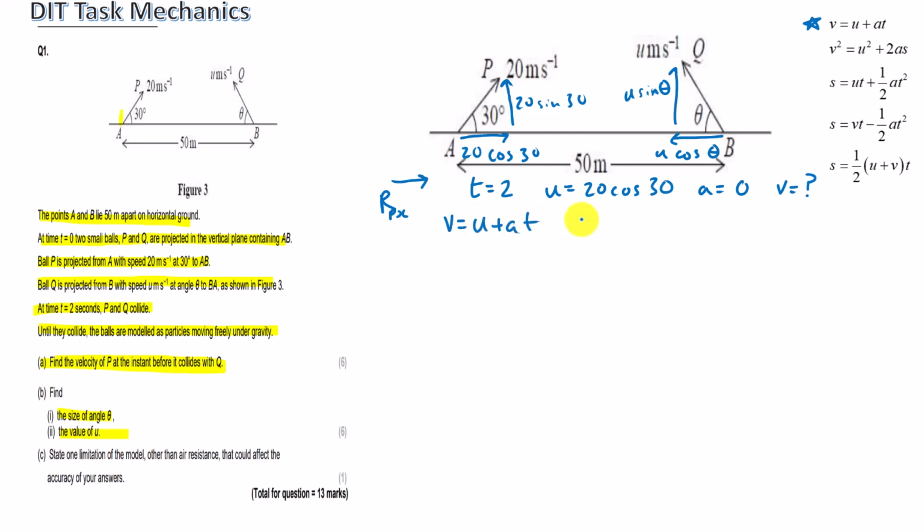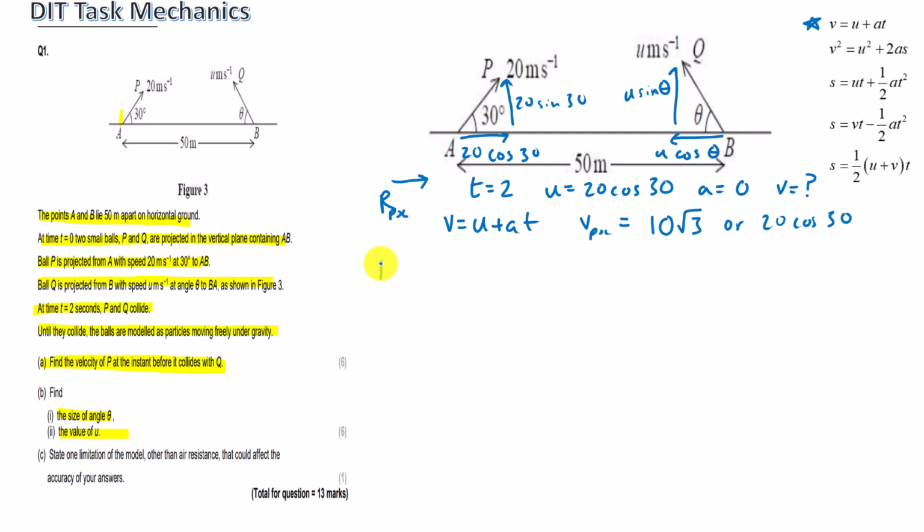So our V horizontally, which I should call VP, let's just call it VPX, is just going to be 10 root 3. Now cos 30 I think is root 3 over 2. I'm pretty sure that gets you a method mark. Or you could just write 20 cos 30 if you don't jump to that solution.